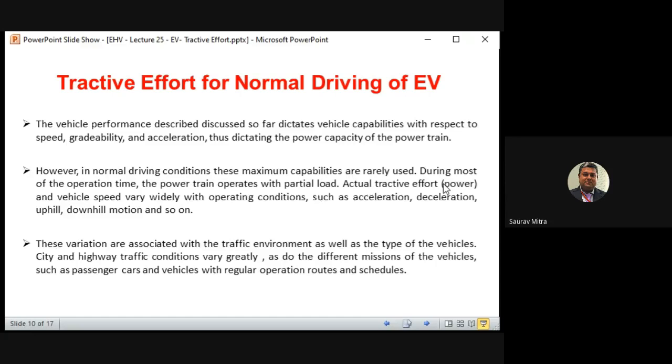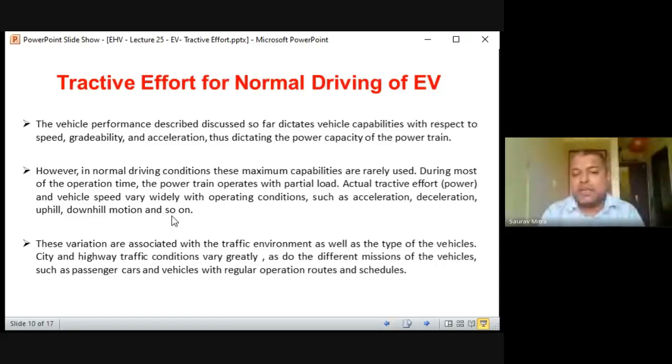So actual tractive effort or actual tractive power and the vehicle speed vary widely with different operating conditions such as acceleration, deceleration, uphill, downhill motion, and so on. These variations are associated with the traffic environment, very important. Whenever we are on the highway, traffic is less dense. Whenever we are inside the city, traffic is heavily dense. So the variation in the tractive effort is a function of the traffic condition. City and highway traffic conditions vary greatly. So highway and inside the city are the two opposite conditions.